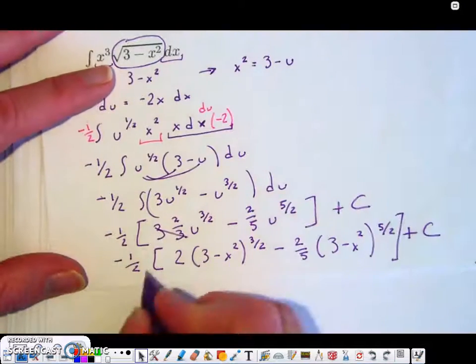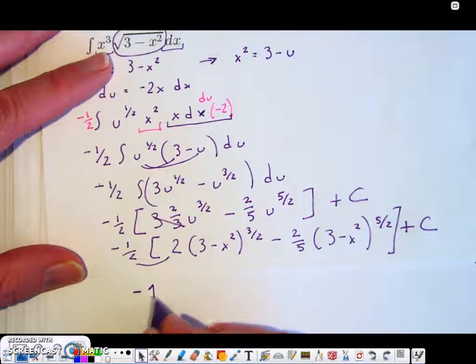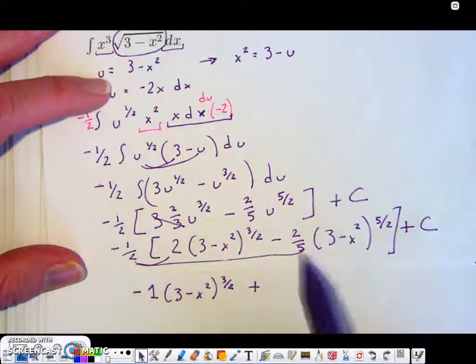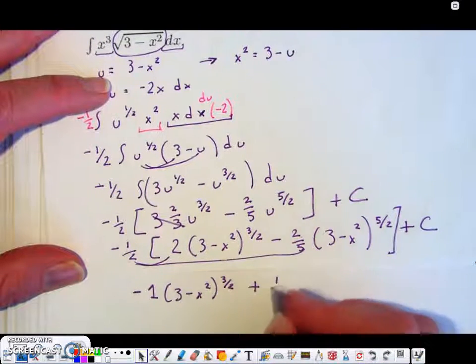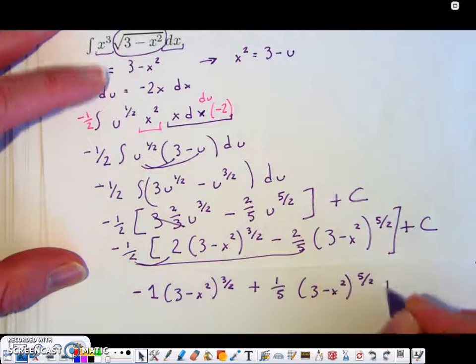It's not a big issue either way. If I do distribute it, I'd have negative 1, 3 minus x squared to the 3/2. And then this would be positive. The 2's would cancel. 1/5, 3 minus x squared to the 5/2 plus c.